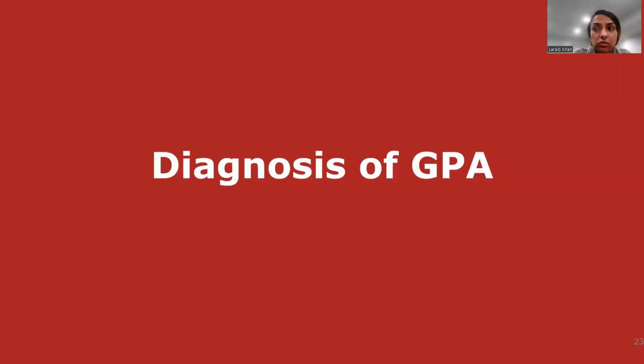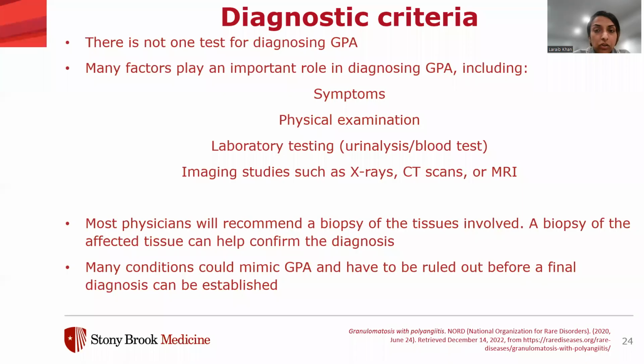So now we're going to talk about diagnosis of GPA. There's not really one diagnostic criteria with GPA. There's not really one test. It's a culmination of symptoms, physical examination the patient's presenting with, lab tests such as urinalysis or blood tests, imaging studies, and then most physicians will recommend getting a biopsy because that can help confirm the diagnosis. And just to note that many conditions could mimic GPA and have to be ruled out before a final diagnosis can be established. And this just goes back to the fact that this can lead to misdiagnosis, and then the proper initial treatment is delayed.